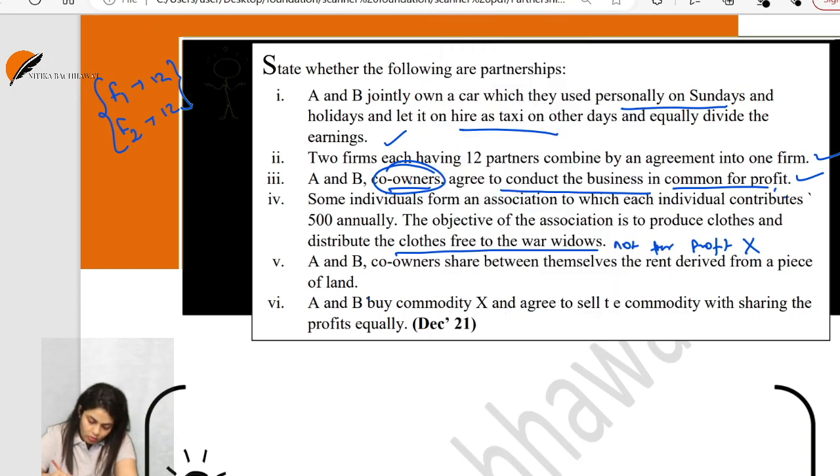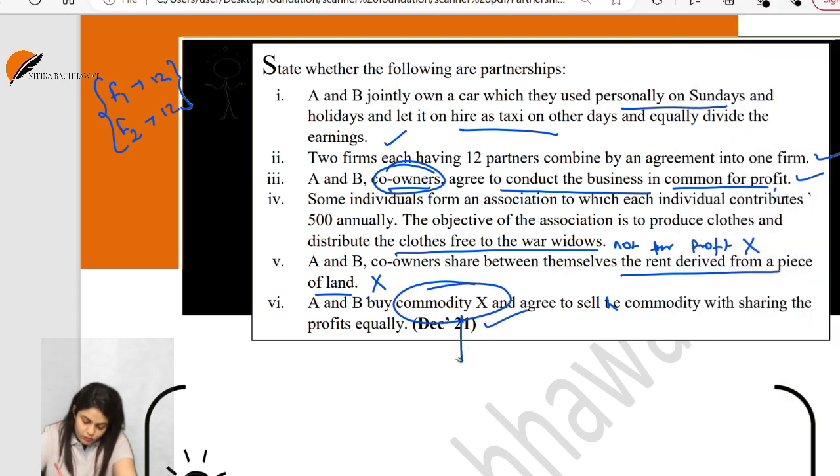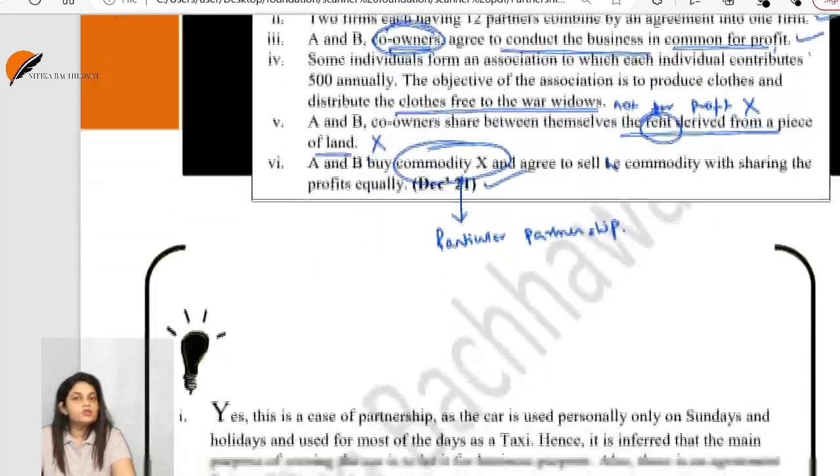A and B co-owners share between themselves the rent derived from a piece of land. Giving a property on rent is not considered as business. No. A and B buy commodity X and agree to sell the commodity with sharing the profits equally. Is this partnership? Yes, because this is a particular partnership. But when you give a property on rent, please remember, rent is not considered as business.